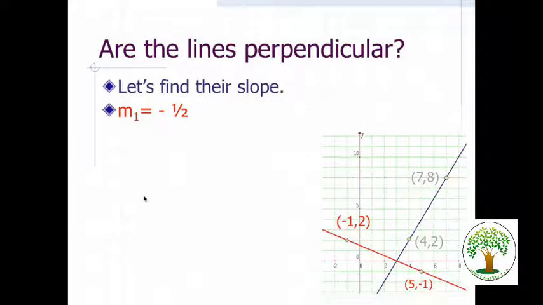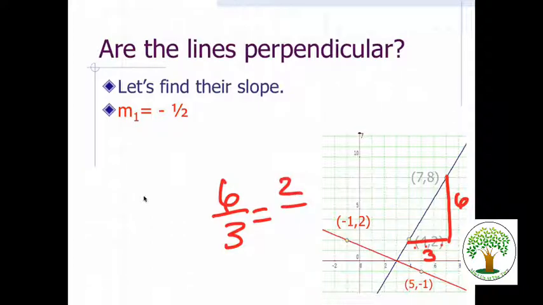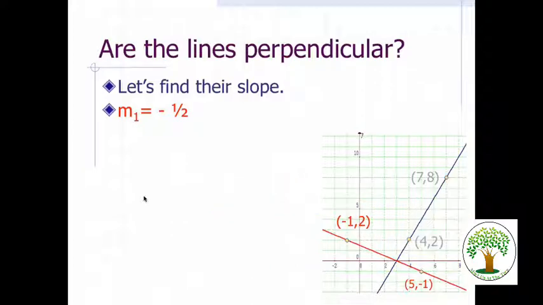Let's do the next one. I'm going to draw a line right here. That rises 1, 2, 3, 4, 5, 6. And runs 1, 2, 3. Is it a positive or a negative slope? Positive. Because? It's going up. Very good. 6 over 3 reduces to? 2 over 1. Okay. All right, so let's go over.